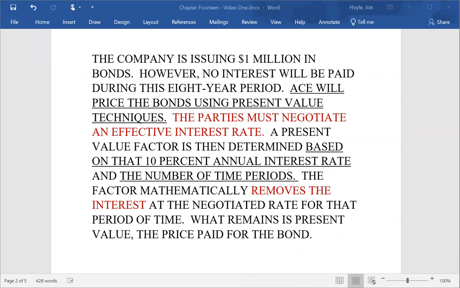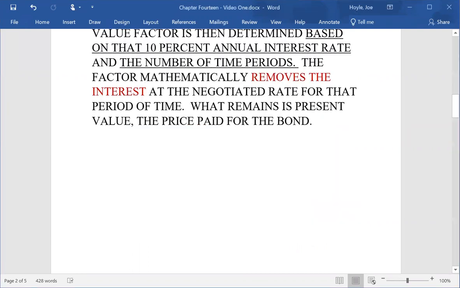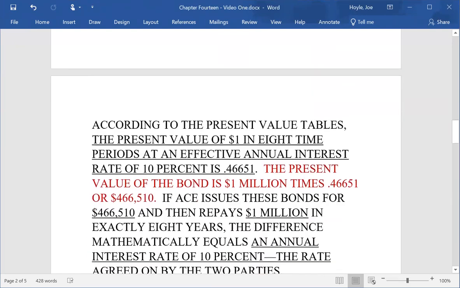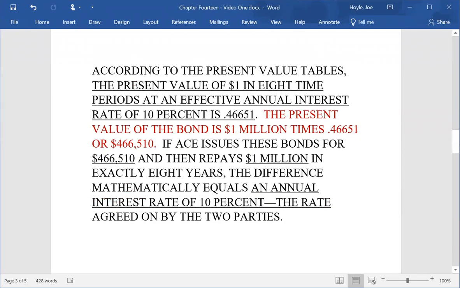That happens in the world of business all the time because companies are always in need of rather large amounts of money. So we'll look up the present value of $1. We'll look that up for 8 time periods because it's 8 years before the bond comes due. And we'll look at it for an agreed upon effective rate of 10%.